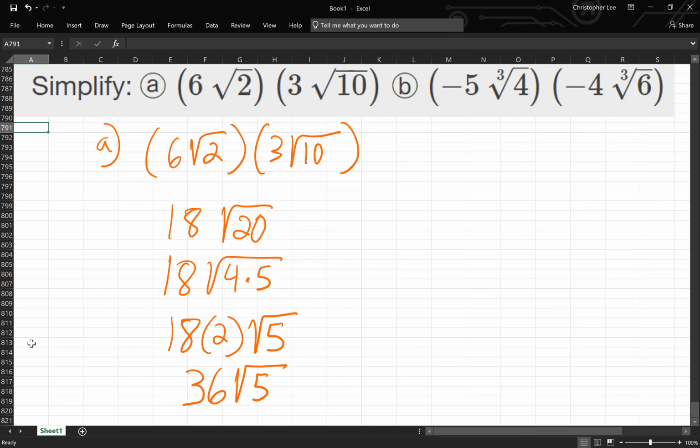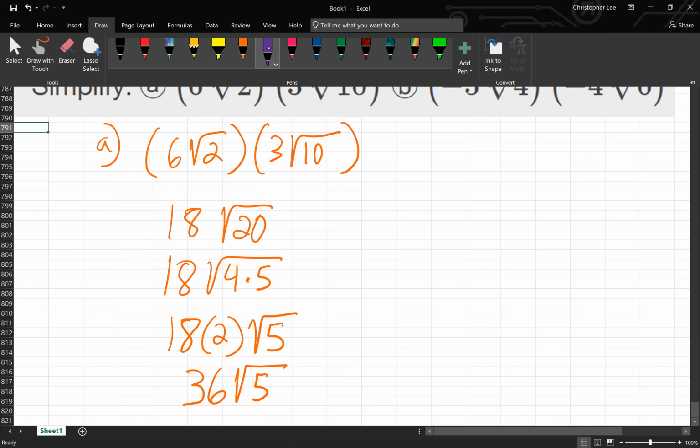Well, yeah, 18. No, but 18 is not under the radical. It's outside. Okay. So when we multiply radicals, numbers with numbers, radicands with radicands, if they have the same index. All right, so let's take a look at B.